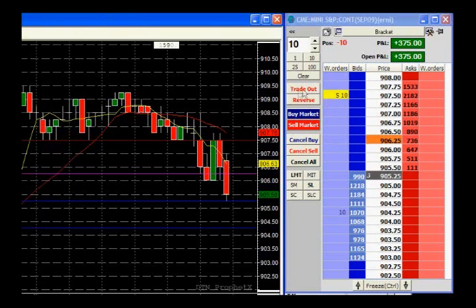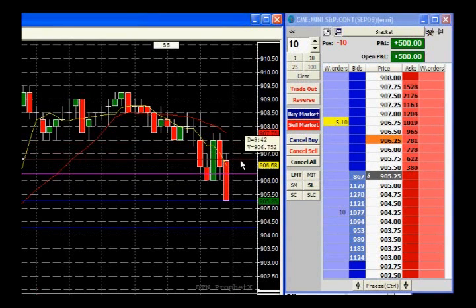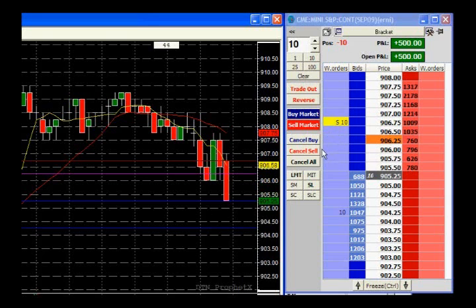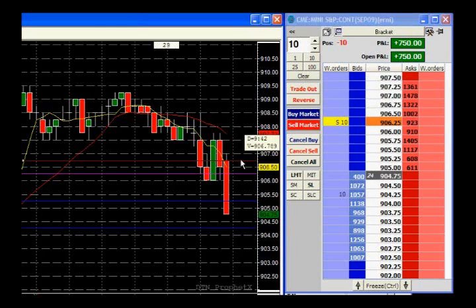Alright. If it hits that 1 point, I start moving my stop loss up. Here we go. So now I've moved my stop loss up, so I'm only risking a half point now. If it goes through 1 point, then I'll start securing some profit. Okay, so I'll move this to break even. So now I'm not risking anything on this trade.